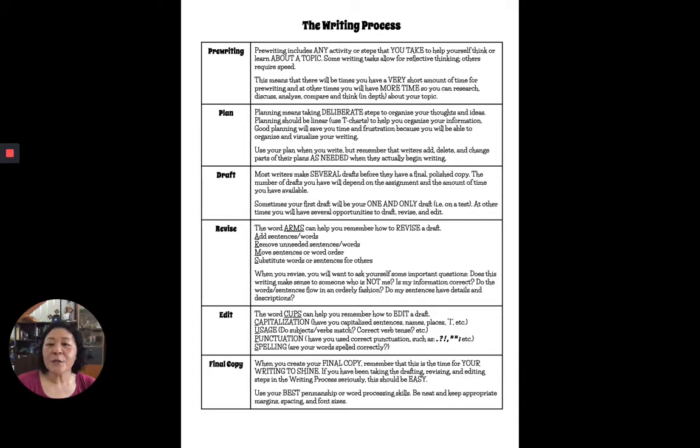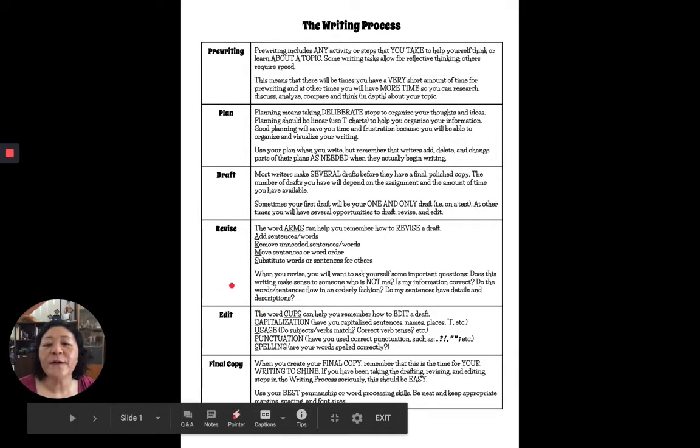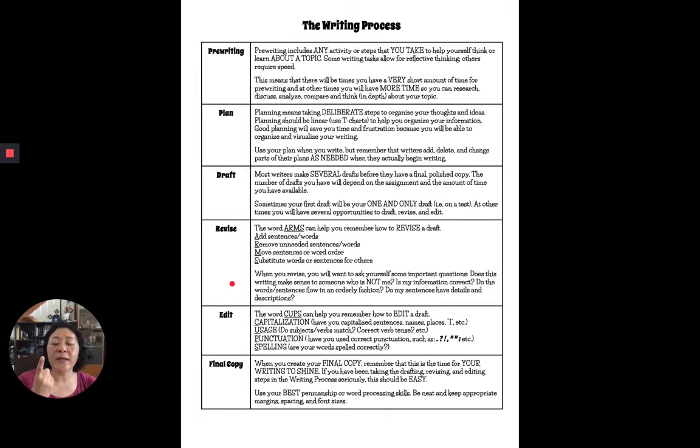Okay, so when you revise, you will want to ask yourself some important questions. Does this writing make sense to someone who is not me? So remember, when you're writing, a lot of times for school, you're not writing for yourself. You're writing for your teacher or your classmate to read. And does your writing make sense to them? Is my information correct? That's a pretty big one. Do the words or sentences flow in an orderly fashion?